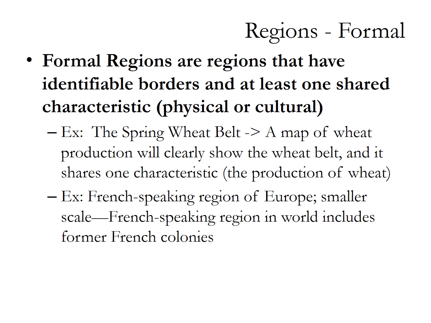That physical characteristic can be literally the world regions: North America, South America, Western Europe, Eastern Europe, all those that we talked about. But they can also be cultural. They could be tied to agriculture. They can be tied to language. They could be tied to religion. It really can be anything with formal regions. It's the idea that in that region they share at least one characteristic.